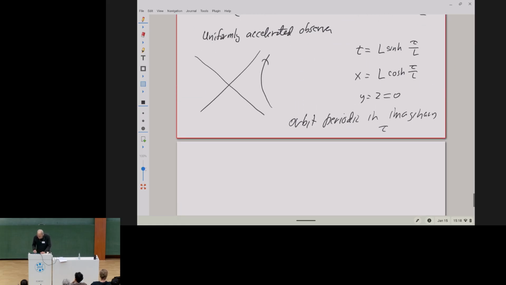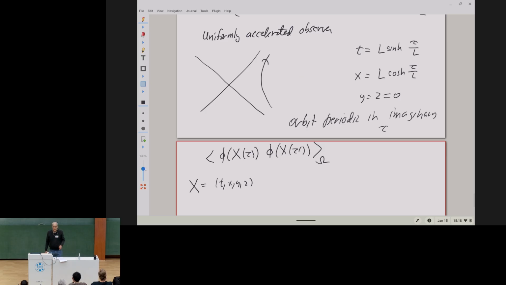So suppose that the observer measures, I'm going to let capital X be the set of all coordinates, T, X, Y, Z. What would an observer measure? Let's suppose for simplicity that an observer measures a quantum field along the observer's orbit. So the observer measures phi of x of tau times phi of x of tau prime in the Minkowski space vacuum. But the observations are made along the orbit. So x of tau and x of tau prime are of this form with different values of tau and tau prime.